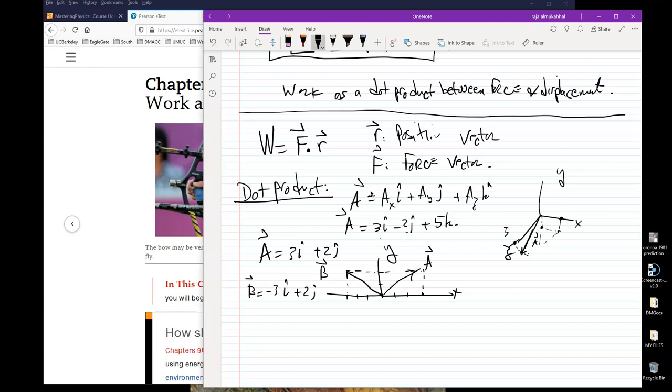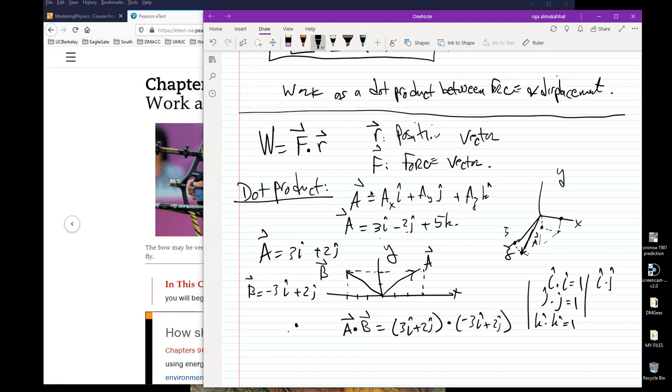That's the B vector. Okay, the dot product. We define the dot product, A dot B, and when you write that dot, make it a big, nice, solid dot, not a little small dot. You just write them like this: 3i plus 2j dotted with minus 3i plus 2j. Here is the rule: i dot i is 1, j dot j is 1, k dot k is 1 for 3D, and then i dot j is 0, i dot k is 0, and j dot k is 0.